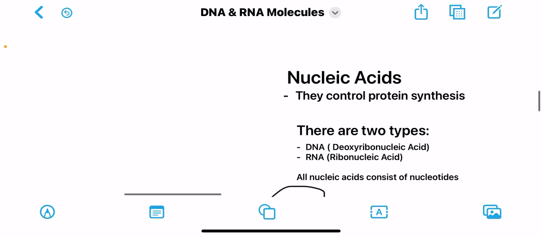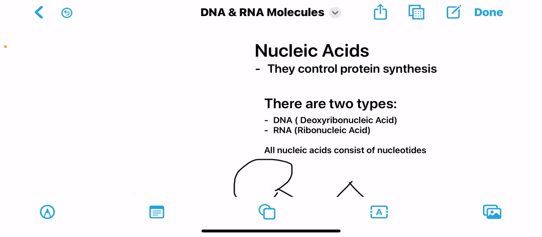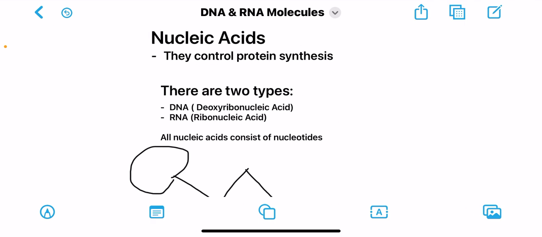Now, we're going to know about nucleic acids. What are nucleic acids? Nucleic acids control protein synthesis. As I spoke before, protein synthesis is the production of what? Of protein. And it takes place in 3 stages. Those 3 stages we will discuss in the second part of DNA.